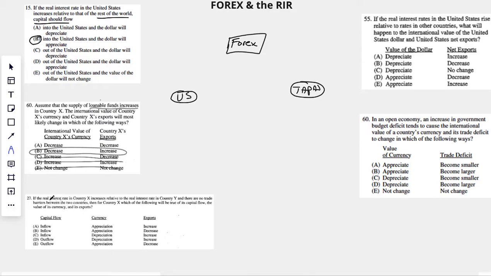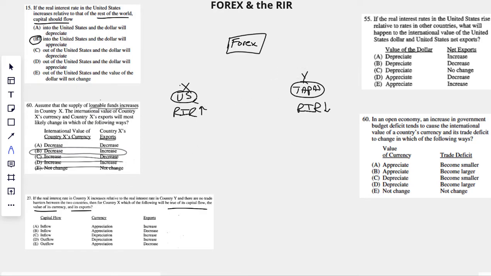So let's do it again. If the real interest rate in X increases, let's say this is X, let's say this is Y. We know the real interest rate in X is going up while the real interest rate in Y is relatively going down. There are no trade barriers. Then for country X, which of the following will be true of its capital flow, the value of its currency, and its exports? Well, capital flow is easy, right?